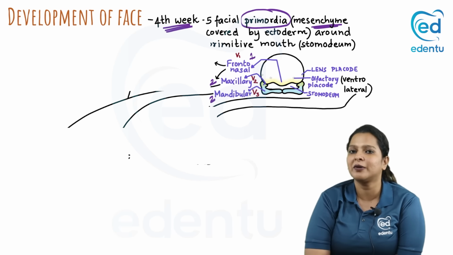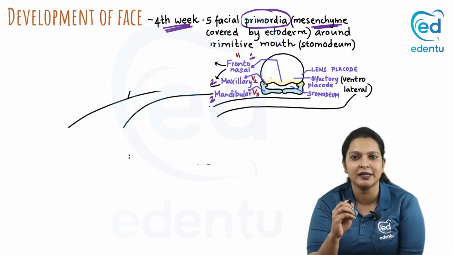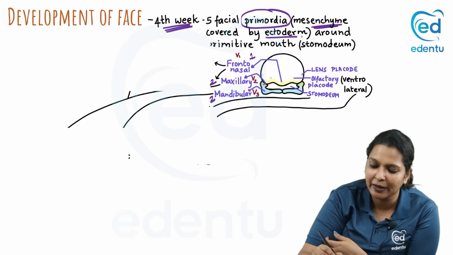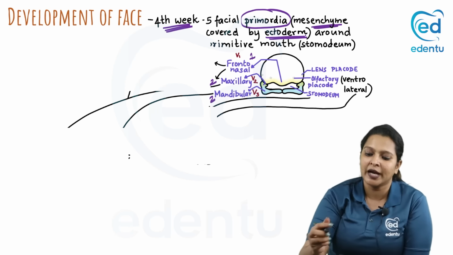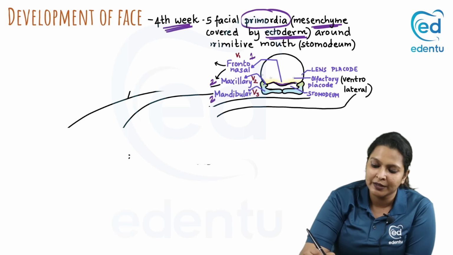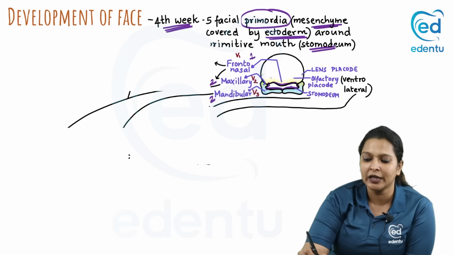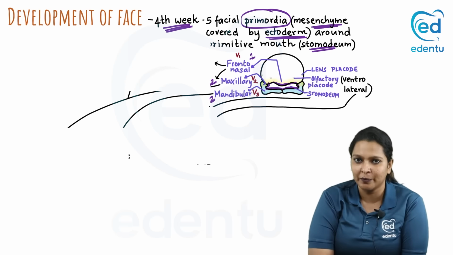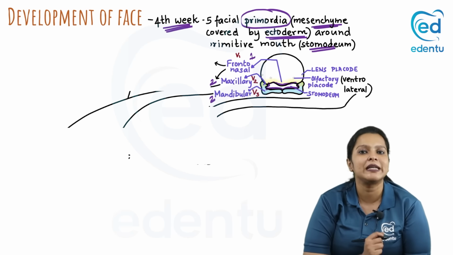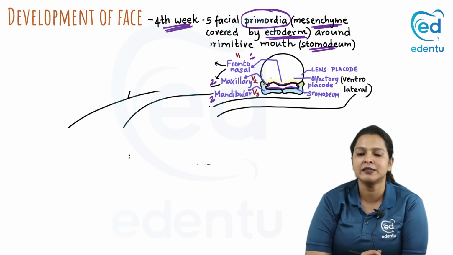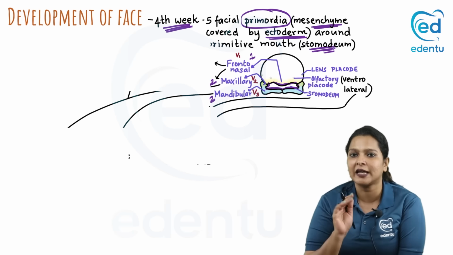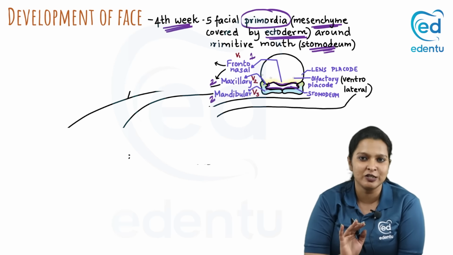Okay, you just have to remember that these are structures formed by mesenchyme and it is covered by ectoderm. And you can see a gap here. This region is called the primitive mouth or stomadeum. So regarding development of face, you should know what the primitive mouth is called. It is called stomadeum, and surrounding this primitive mouth there are 5 swellings, facial swellings.